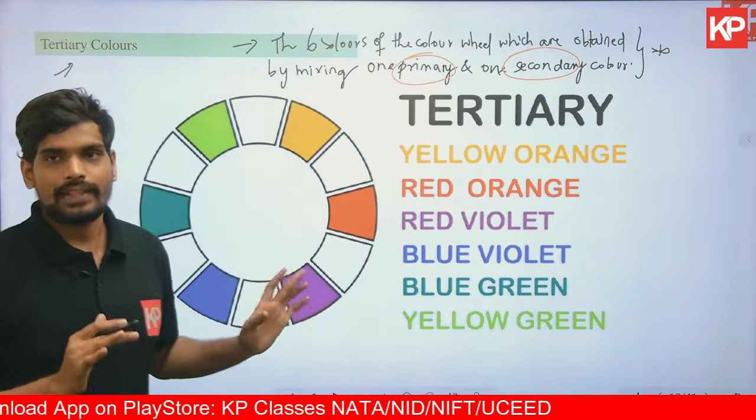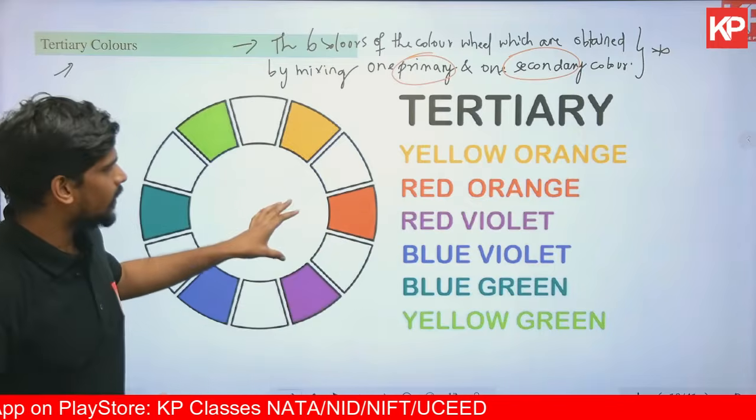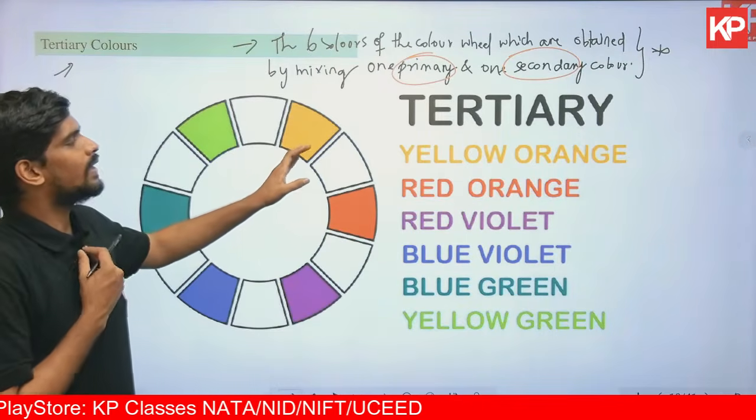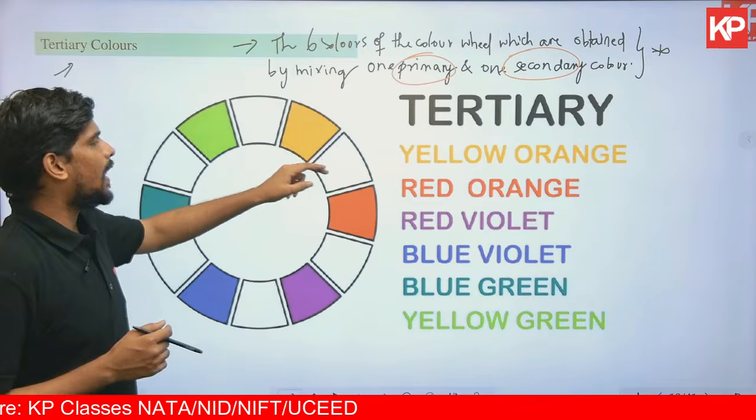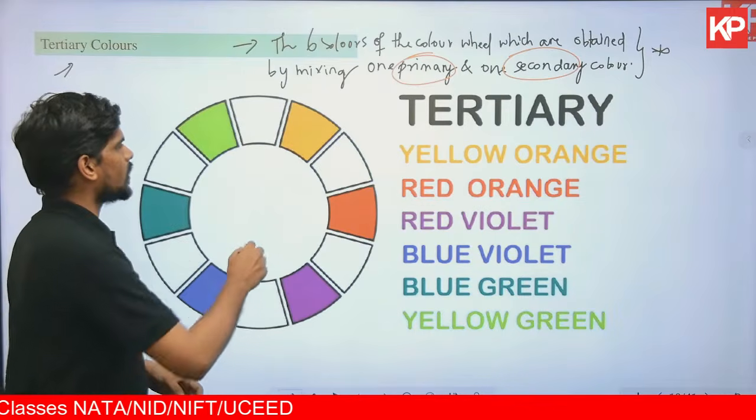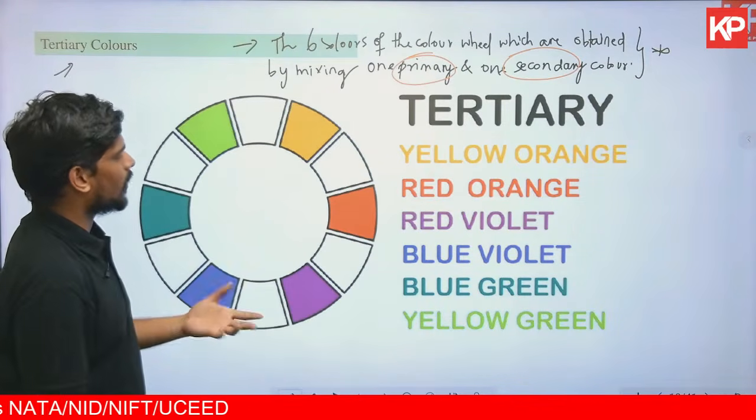Why? How do you create? For example, we will first look into an example. What are the tertiary colors? The names are yellow orange. How do you get yellow orange? By mixing yellow and orange together, right?